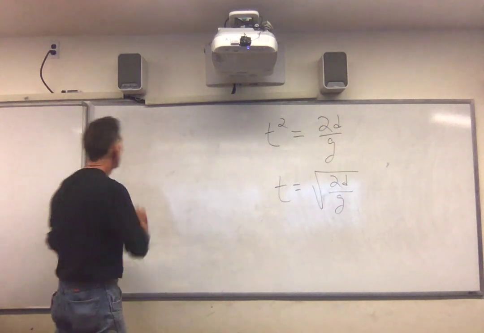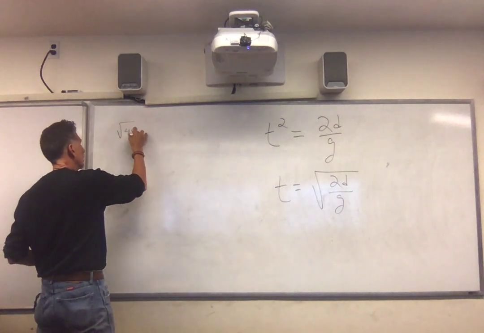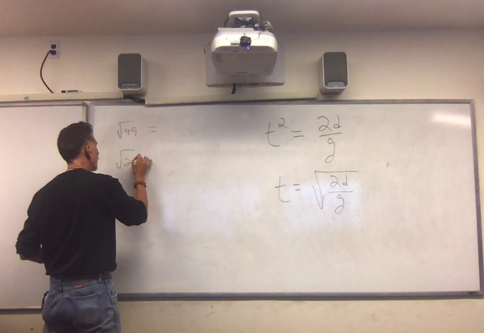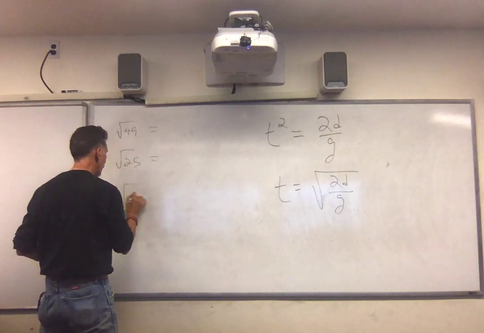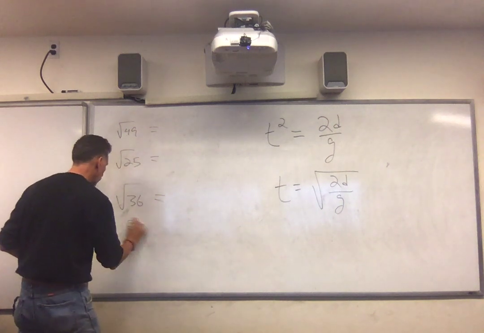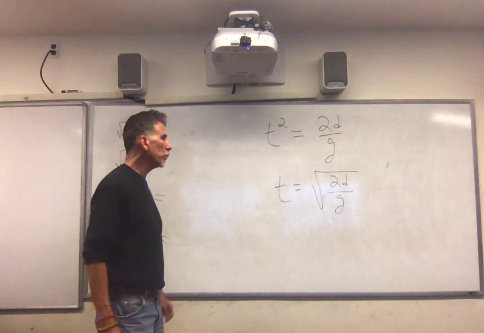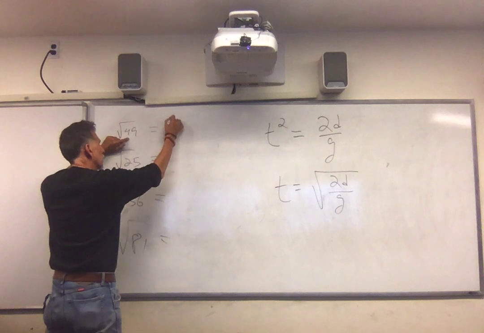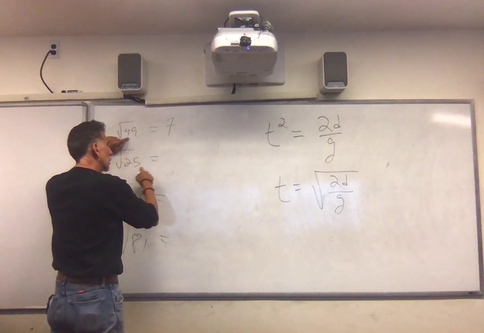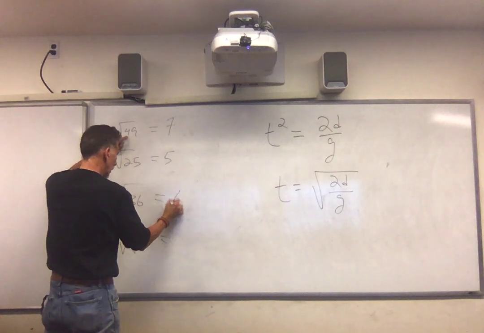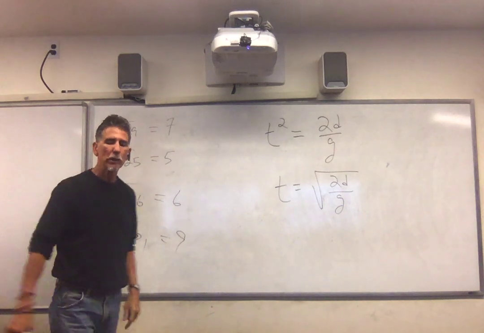So suppose I write the square root of 49, the square root of 25, the square root of 36, the square root of 81. All right, come on. What number times itself is 49? All right, 7. What number times itself is 25? 5. 36? 6. 81? 9. All right, we know how to do square roots.